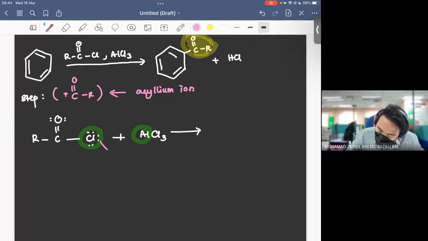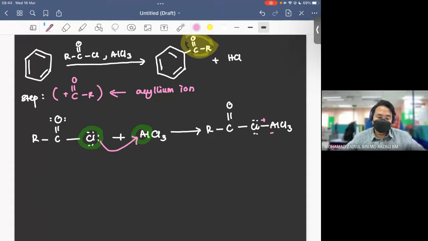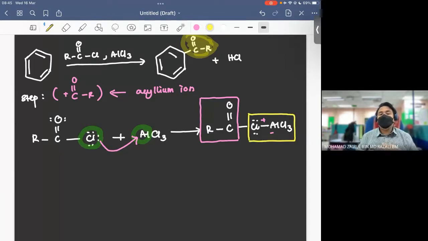So dia boleh donate a pair of electron dekat aluminium. So dia akan hasilkan bond dekat situ. So kita akan hasilkan R, C double bond O, Cl, AlCl3. Yang ini awak kira formal charge positif, formal charge negatif. Okay. So sekarang ini sebab kita punya mission kita adalah, kita nak part ini sahaja. So bermaksud awak kena remove this part. Yang part warna kuning tu awak kena remove dia.